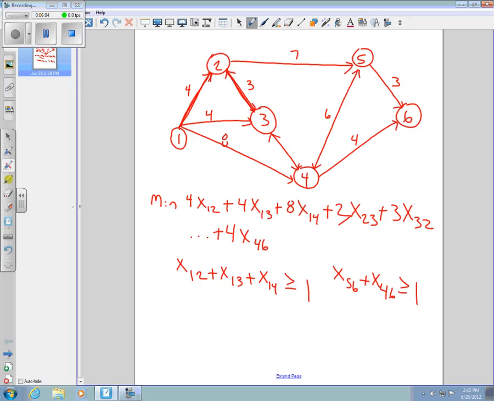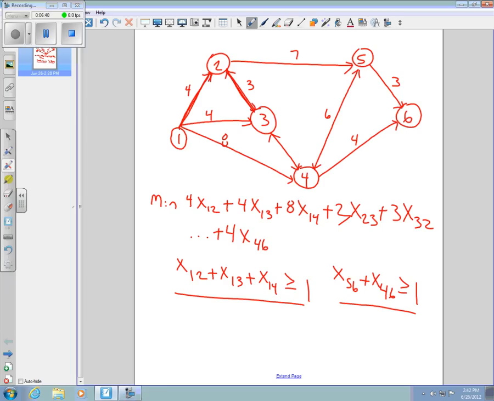Somebody has to leave, that's this constraint, and somebody has to arrive. If that X56 plus X46 equals 0, that constraint is violated, and that would imply that nobody took those last paths and nobody could have arrived at node 6. So this ensures somebody arrives. The rest of the constraints require that if you leave a node, you had to have first arrived. I'm going to say that again. The rest of these constraints are going to state that if we leave a node, we must have first arrived.